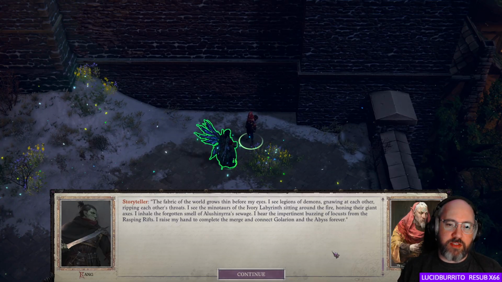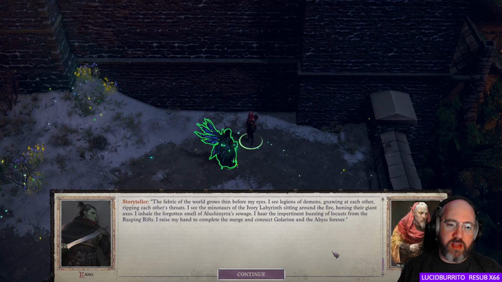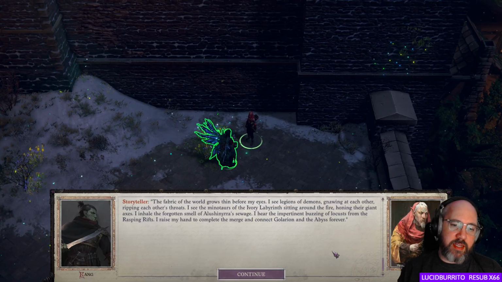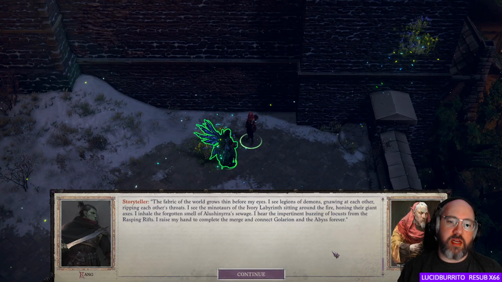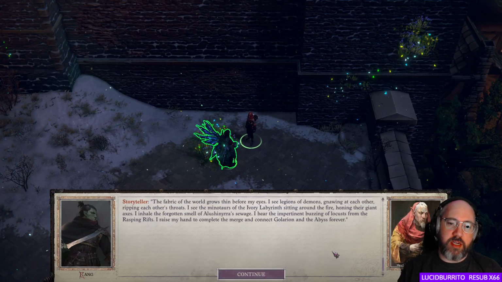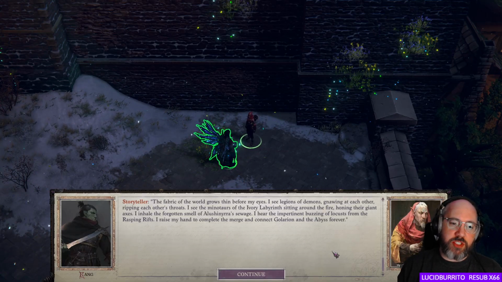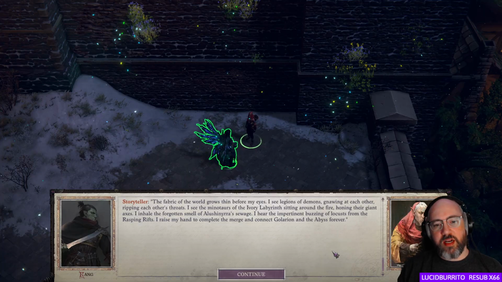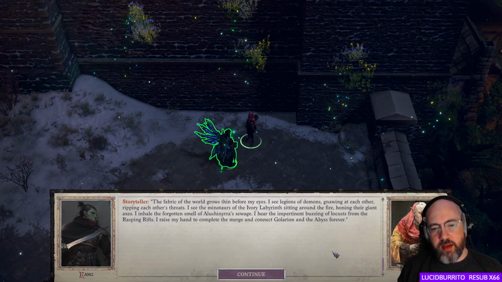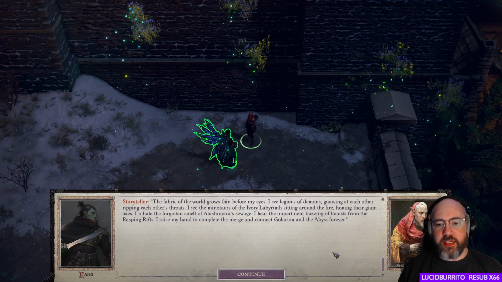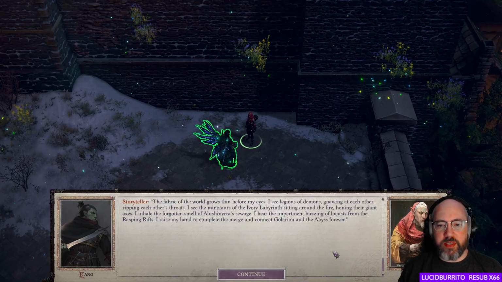I see the minotaurs of the Ivory Labyrinth sitting around the fire, honing their giant axes. I inhale the forgotten smell of Alushinria's sewage. I hear the impertinent buzzing of locusts from the rasping rifts. I raise my hand to complete and merge the connection, Galarian and the Abyss forever.